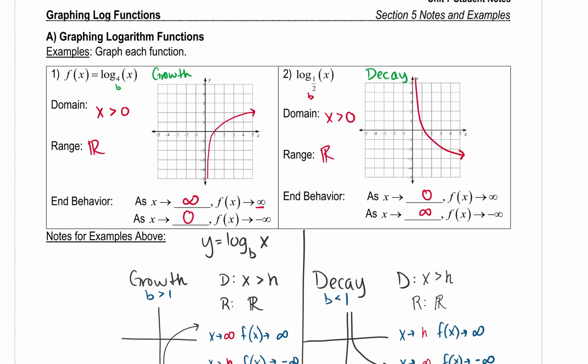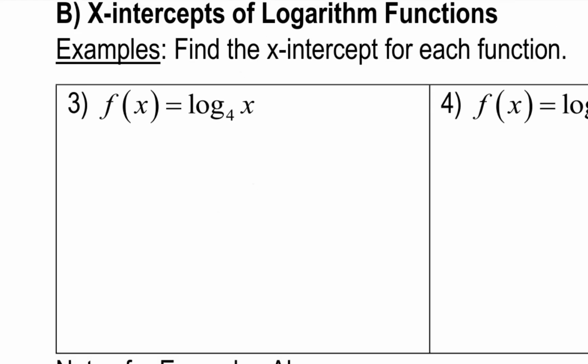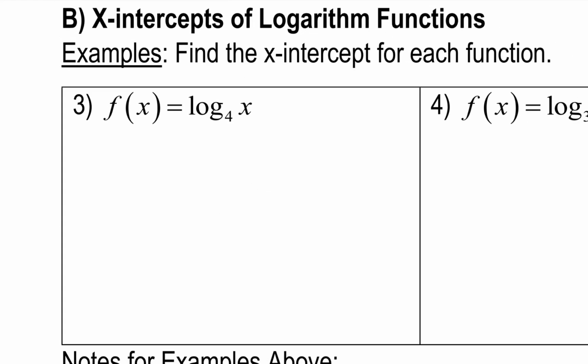And that's it for that part. Moving on, instead of y-intercept, now we have x-intercept. This one's a little different. So instead of changing x to 0, I now change the f of x to 0, and then I can solve from there.